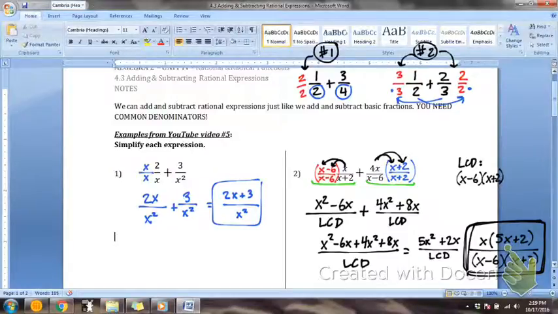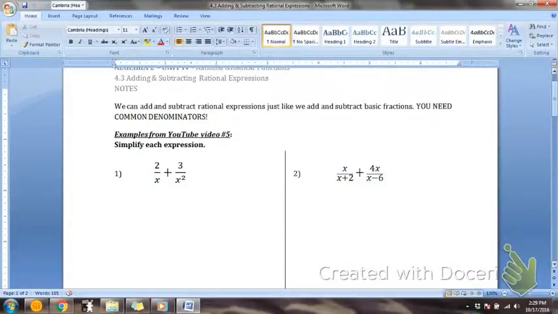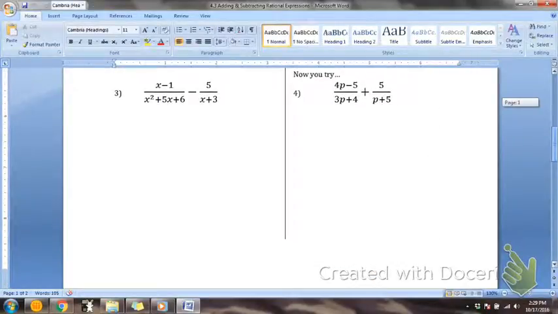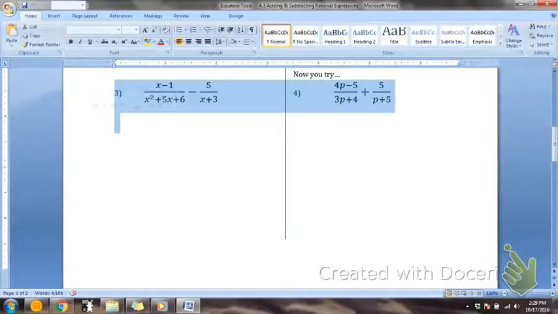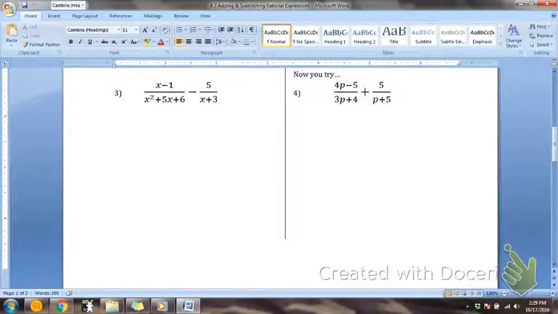Okay, so let's do example 3. Okay, wow, that seems like we're going to have to do a lot of work, right? Like we're going to have to multiply both sides by x plus 3 and then, or by that whole x squared plus 5x plus 6 thing. But before I do that, let's look at what x squared plus 5x plus 6 factors to. Okay, so can you factor x squared plus 5x plus 6? The answer would be yes. So what does that become?